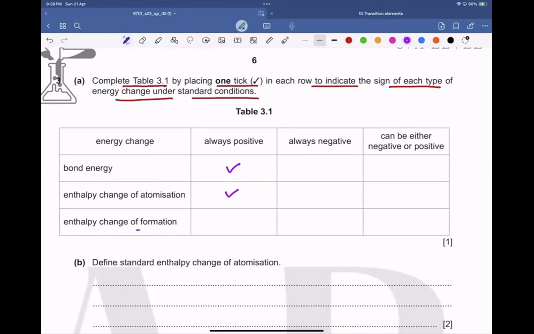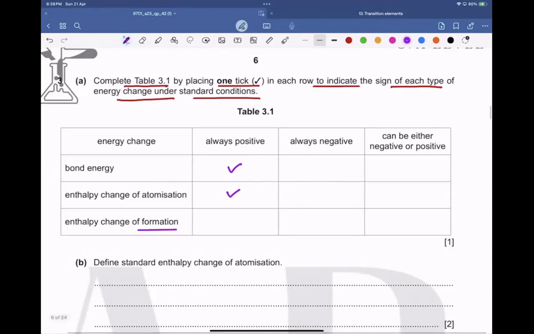Now the enthalpy change of formation. If you recall, in the formation of 1 mole of a compound from elements, bonds are broken and bonds are formed. So it depends on where the energy is greater. In bond breaking, the energy needed is greater, or when the bonds are formed, the energy released is greater. So it can be either negative or positive. Is this clear to all of you?